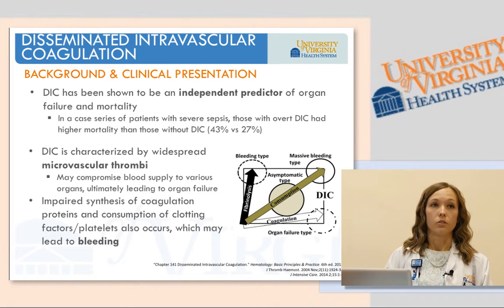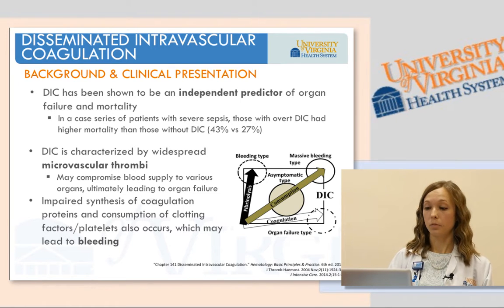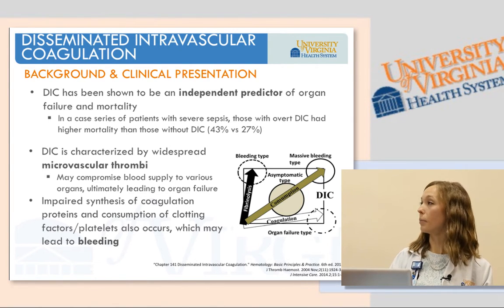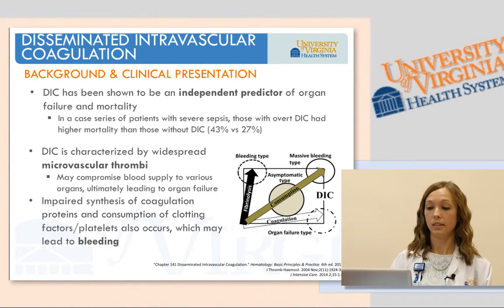Now, similar to our sepsis-associated thrombocytopenia, we also know that DIC is shown to be an independent predictor of organ failure and mortality in these patients, and again, that's supported with the literature. Now, as far as how the patients with DIC are going to present, DIC is typically characterized by widespread microvascular thrombi. So thrombi in DIC can actually form in any size vessels, but when they form in the microvasculature, they can compromise blood supply to any of our various major organs and ultimately lead to failure of those organs.